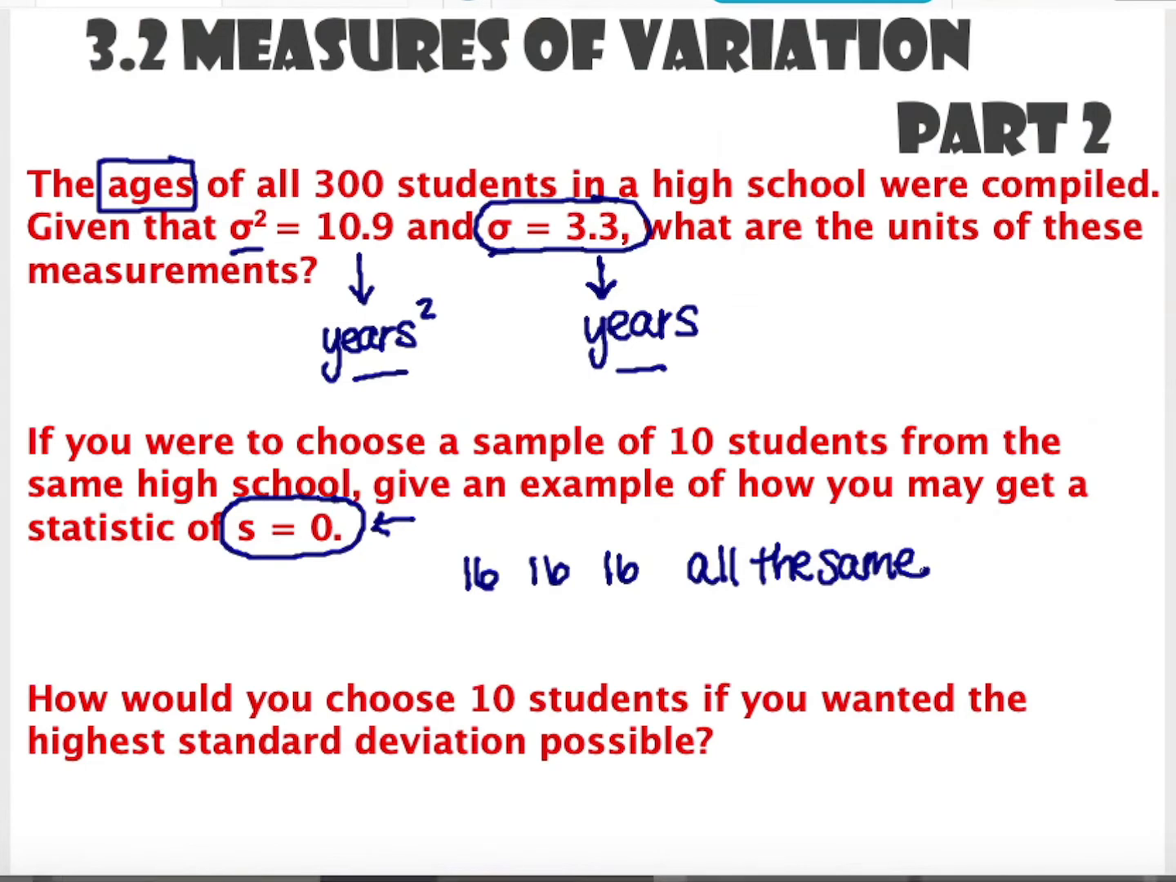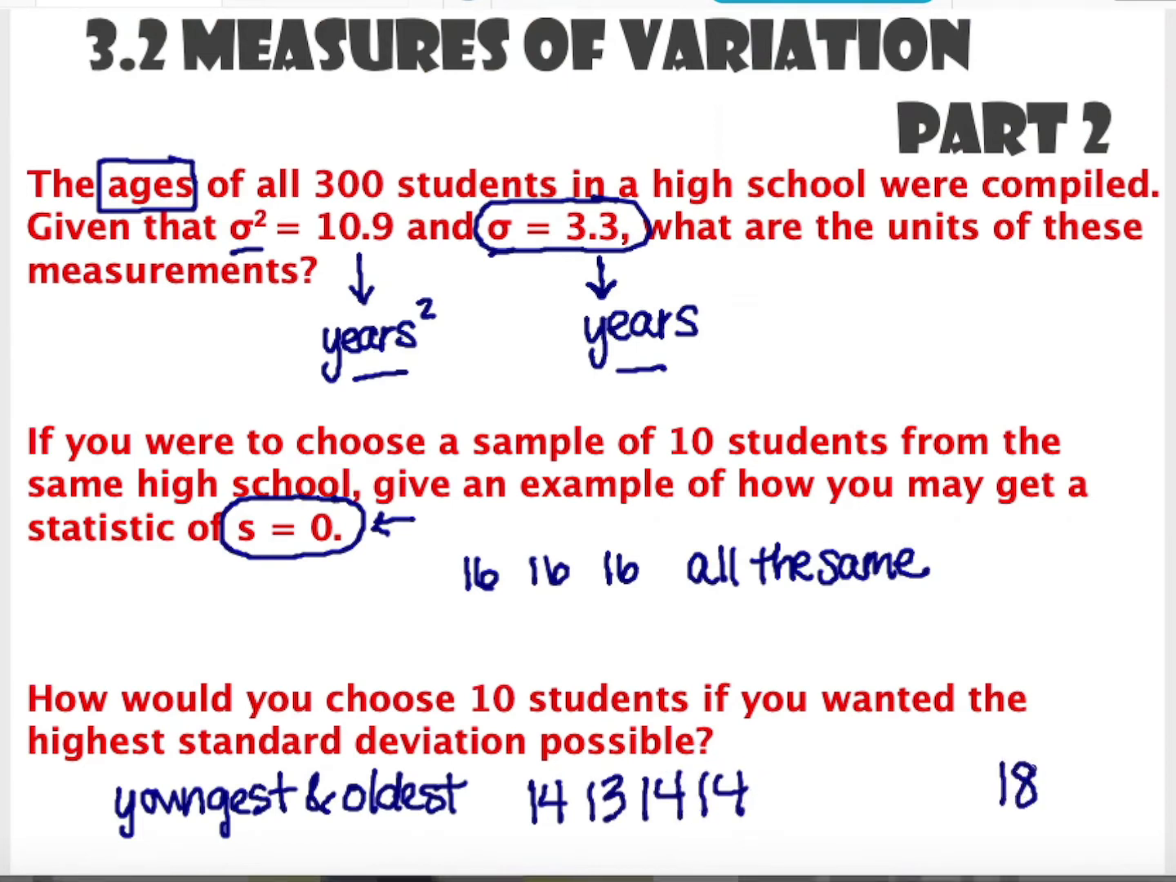How about this one? How would you choose 10 students if you wanted the highest standard deviation possible? How would we find the biggest variety, the biggest spread from our ages? I would try to find the youngest and the oldest people in the school. So how young are freshmen? Maybe 14. Maybe you could find a 13-year-old down there. But if you chose some that were very young and some that were very old, maybe even a 19-year-old, that would be very spread out and would give us a high standard deviation.